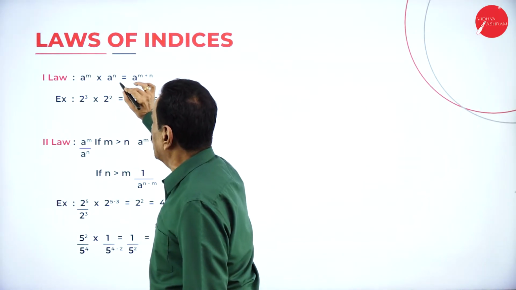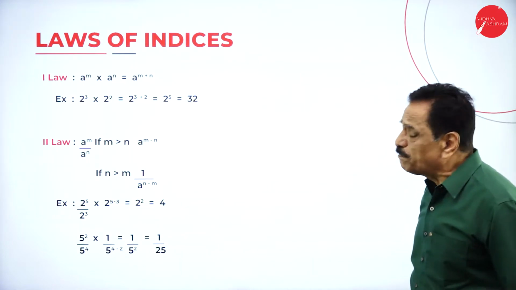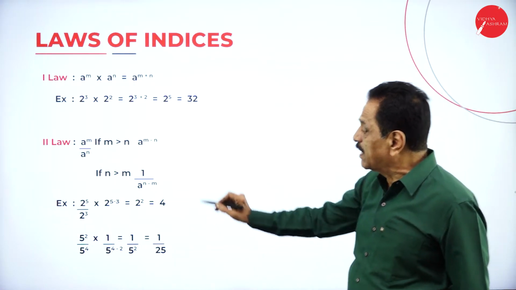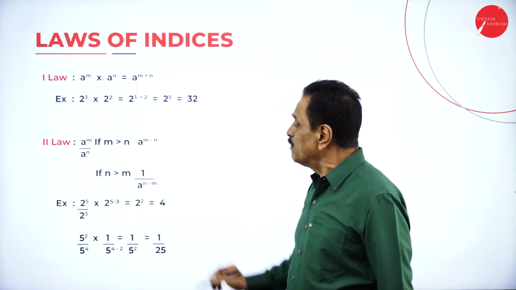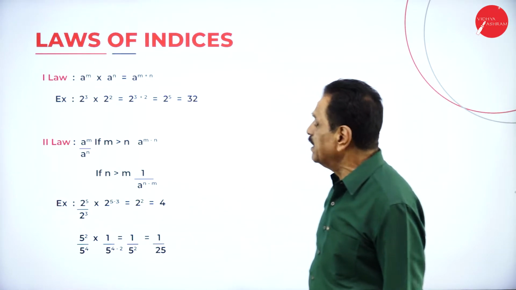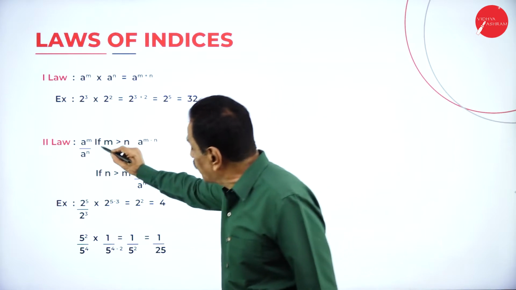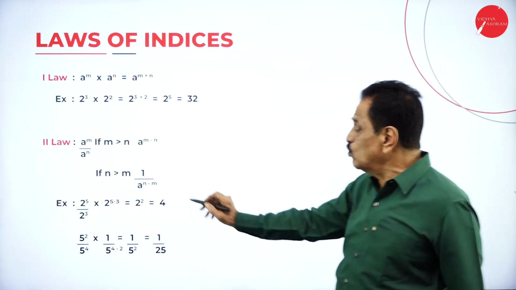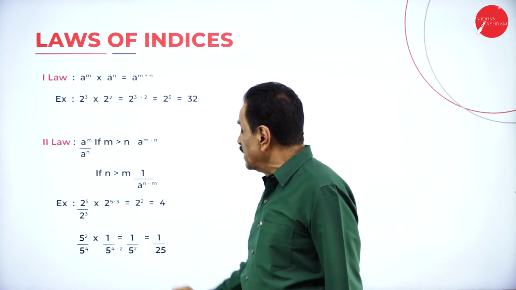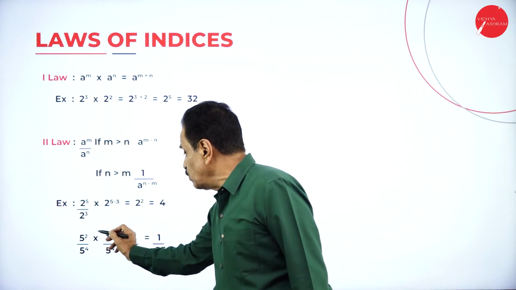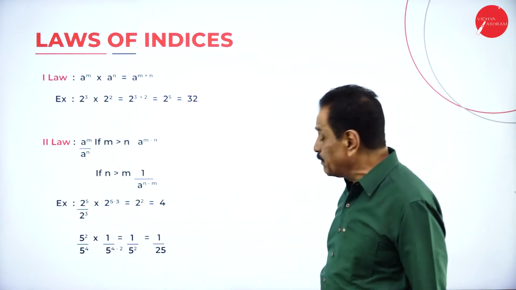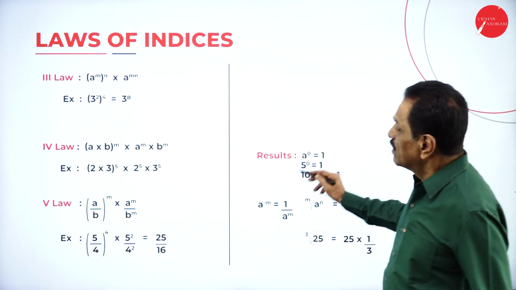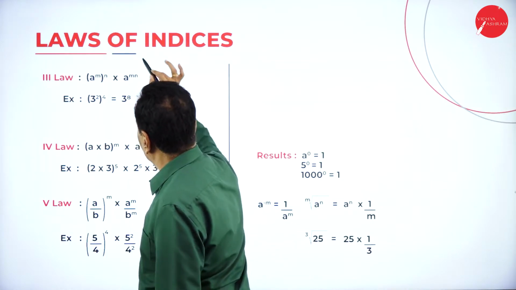a to the power of m into a to the power of n is a to the power of m plus n. a to the power of m divided by a to the power of n: if m is greater than n, then a to the power of m minus n. If n is greater than m, then 1 over a to the power of n minus m. So 2 to the power of 5 divided by 2 to the power of 3 is 2 to the power of 5 minus 3. Here 5 to the power of 4 is more, so 1 divided by 5 to the power of 4 minus 2, and 5 squared is 25.